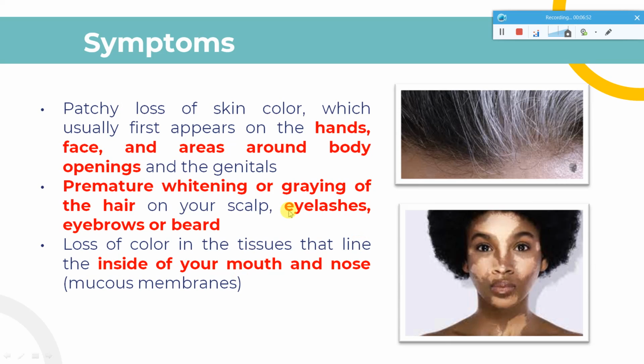So coming to symptoms, I already spoke about the various parts which are usually affected, the exposed parts, and it also sometimes leads to premature graying of the hair. Not only in the head region, even your scalp, eyelashes, eyebrows, beard, everything will turn gray prematurely. So it leads to a lot of issues for people. This is why this topic is considered.